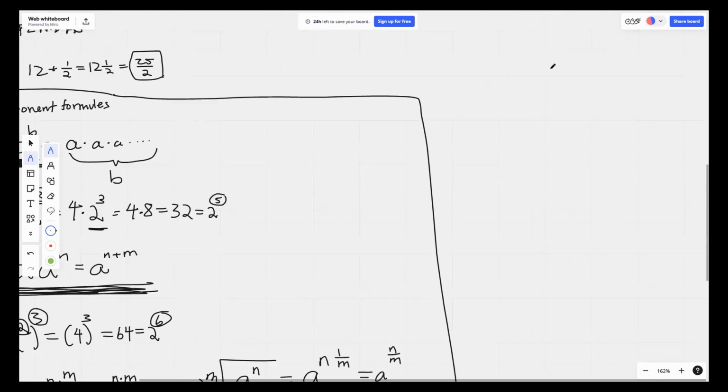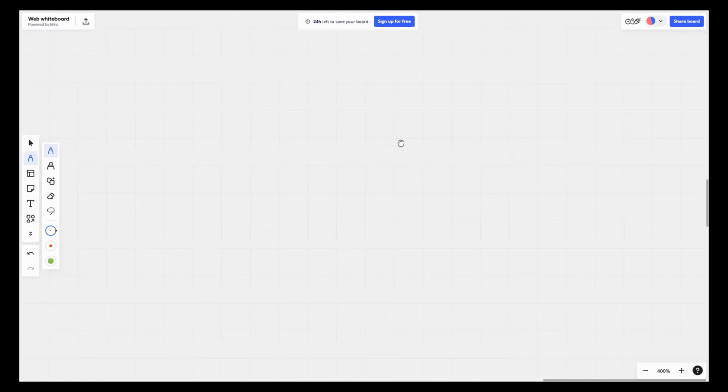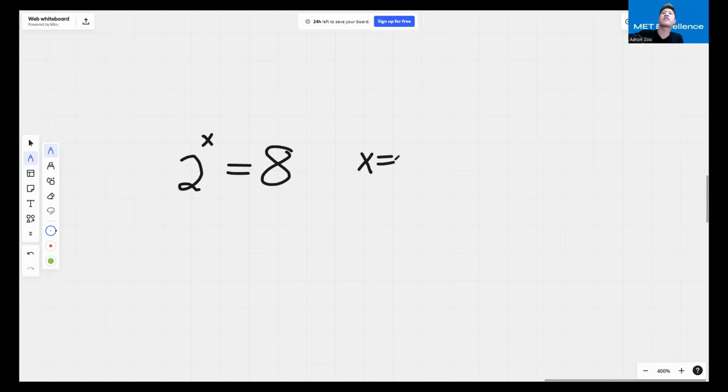So we learned all of these exponent things, and now let's say your friend Charlie has an exponent puzzle for you. He says, suppose I have a 2, and it's to the x power. And let's say this equals 8. Charlie says, I want you to find what x is. So how would you find what x is here? Yes, x is 3. That's because 2 to the 3 is 8.